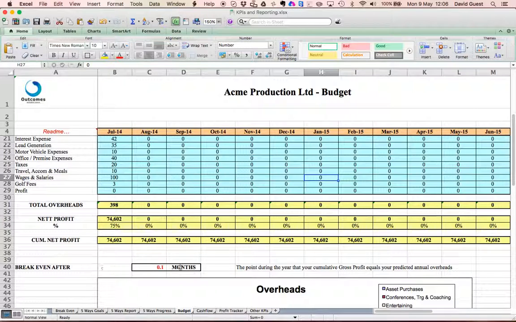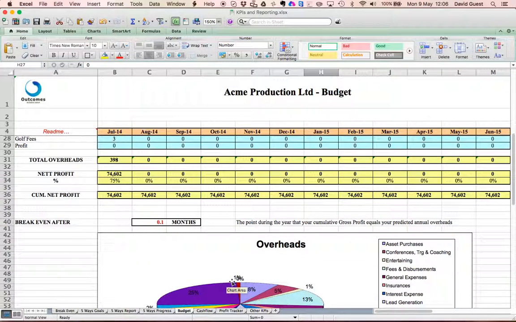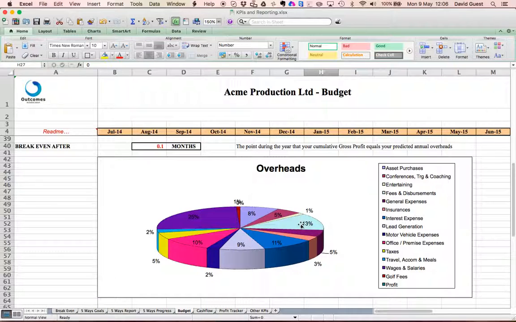You'll notice down here there's a break even after tab cell, let's call it. And this is the point during the year that your cumulative gross profit equals the predicted annual overhead. Now, the reason we want to know this number is that from that day onwards, everything we sell is highly profitable. So that number needs to be under 12 for you to be making a profit. But ideally, we want to get it down to somewhere between 6 and 9 months. Because at that point, it just means after 6 months, every sale we make is highly profitable, and so we're actually starting to accelerate the profitability of the company.